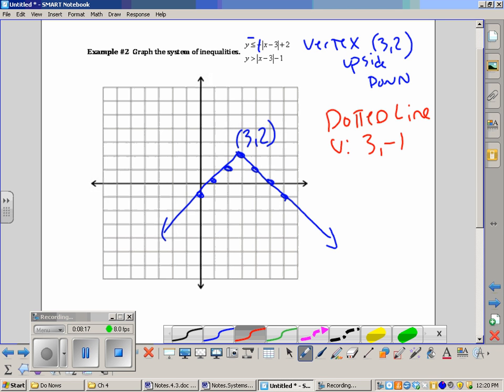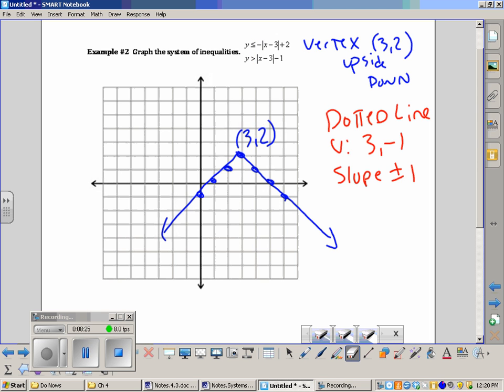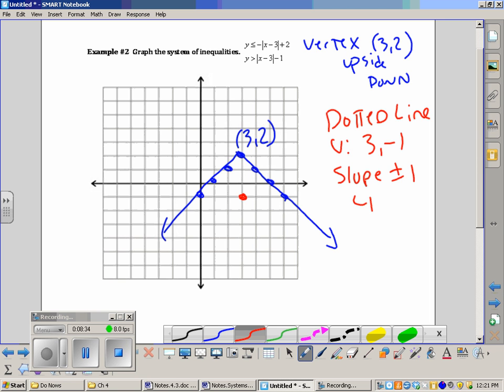And the slope is plus or minus 1, the invisible 1. That is a friend of ours, invisible 1. It's very, very, very important. Okay, so let's see. We get 3, negative 1. Oh, I should have said it's facing up. And here we go.